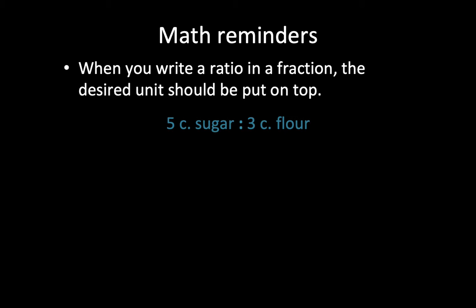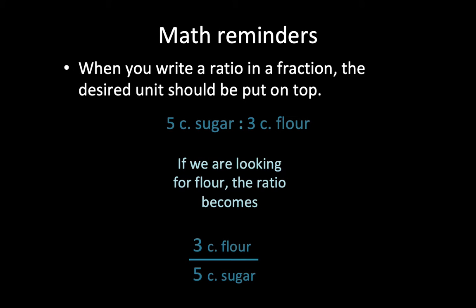Again, let's stick with things we know, like sugar and flour, as if we were cooking. When we write the ratio, we're going to make it into a fraction, putting one on top of the other. Whichever unit you are looking for is the unit you're going to put on top. If we were looking for flour, we would put 3 cups of flour to every 5 cups of sugar, so we have a 3 to 5 ratio. If we were looking for the sugar, we would have written it the opposite.